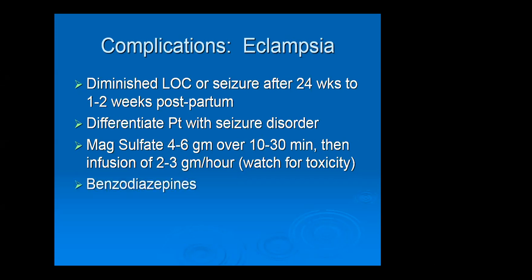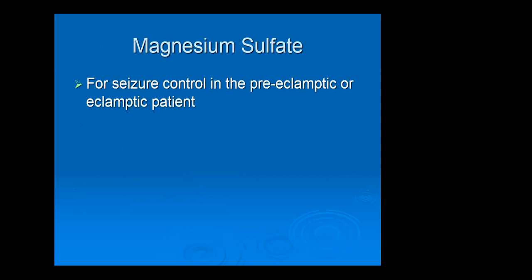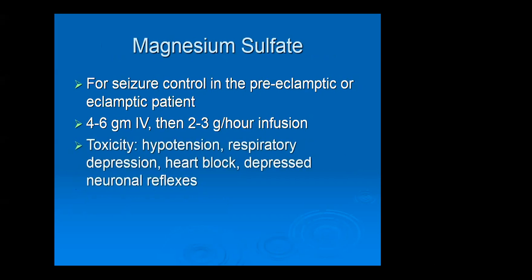Control against seizures with benzos if necessary, but whatever it takes, we want to stop and then prevent further seizures. Your mag sulfate, when you look toward toxicity, for seizure control in the preeclamptic or eclamptic patient, that 4 to 6 grams, then the 2-hour infusion, or 2 to 3 gram per hour infusion. Things to look for in toxicity: hypertension, respiratory depression, a heart block developing, or depressed reflexes.